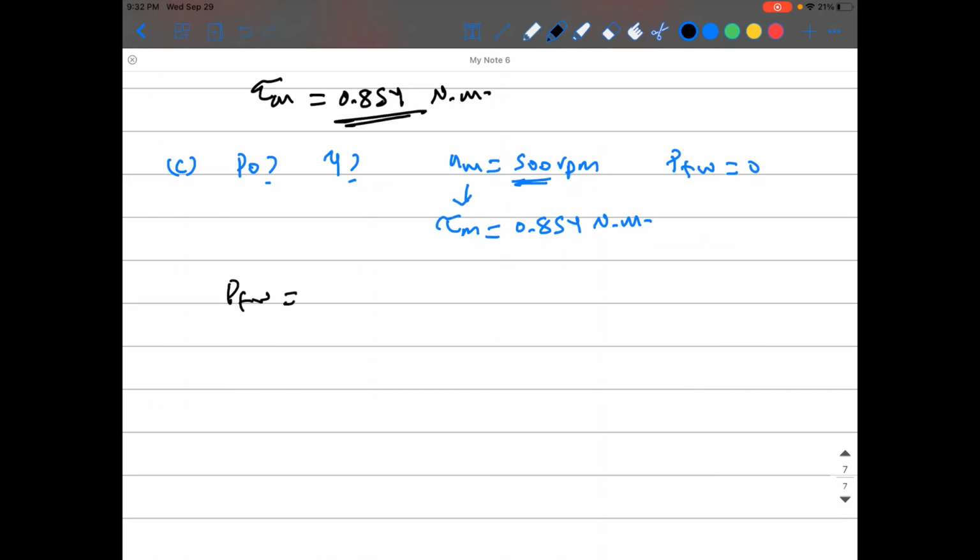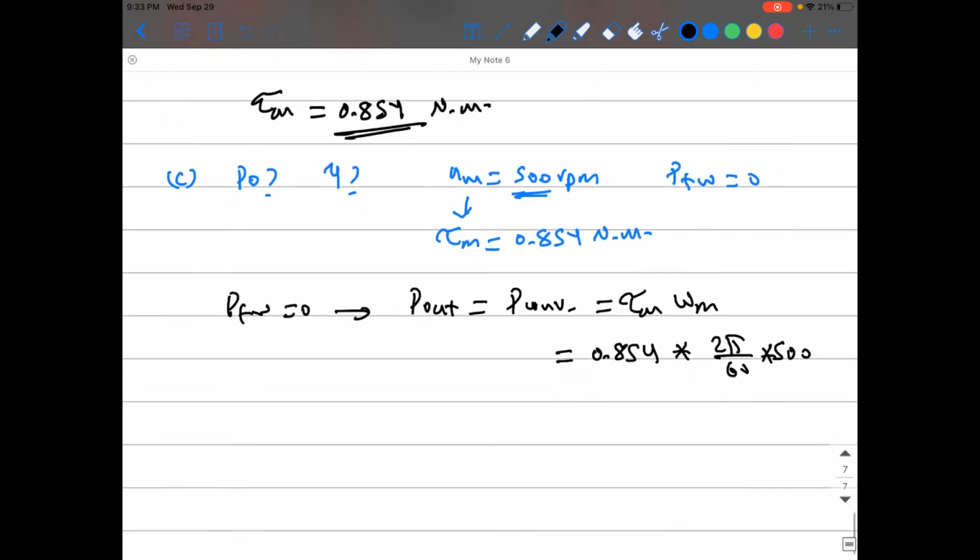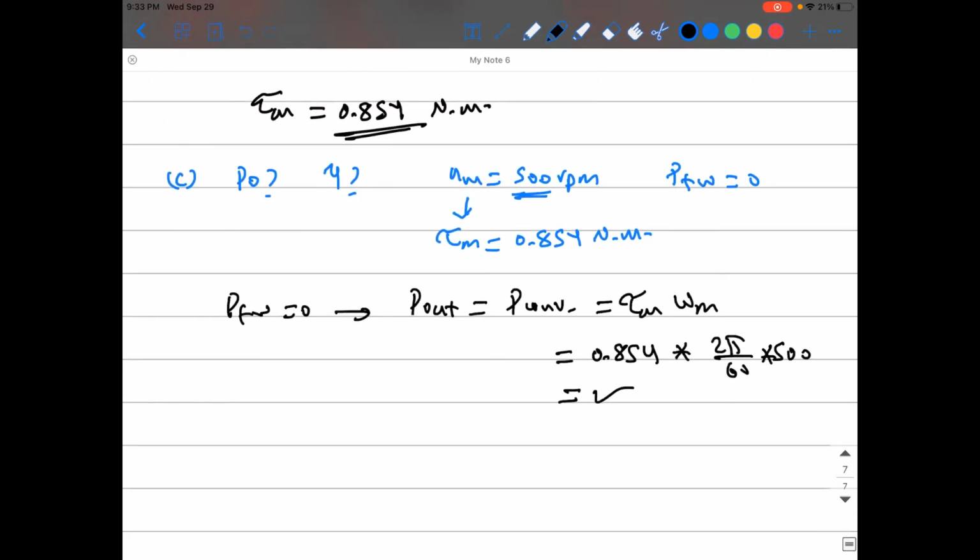Because the friction windage losses equal 0, the output power equals the converted power. And this can be calculated from the torque times the speed, omega M. The torque is 0.854 multiplied by the speed, 2 pi over 60 times 500. Keep that in mind. So that is P output. Finding P output is very easy here. We don't need to go around a lot.